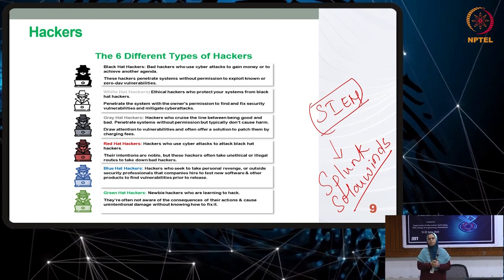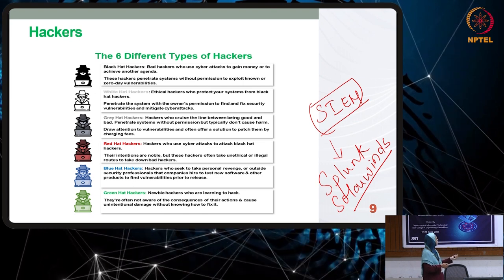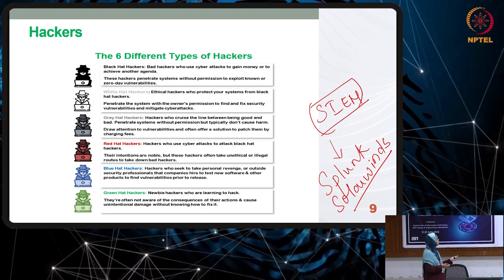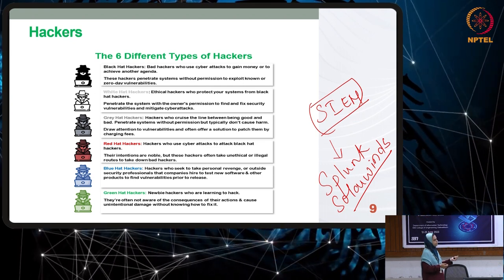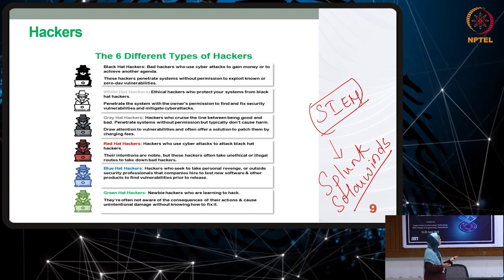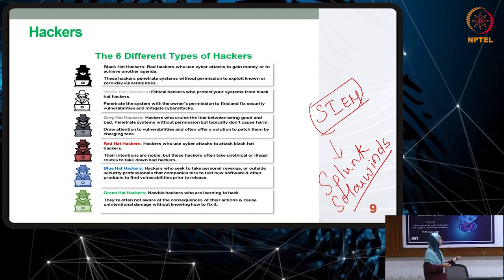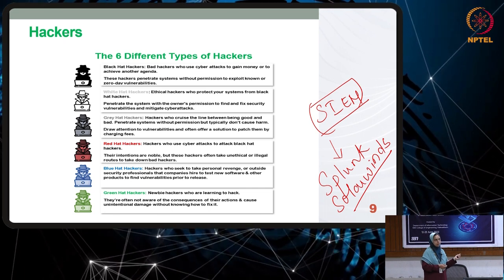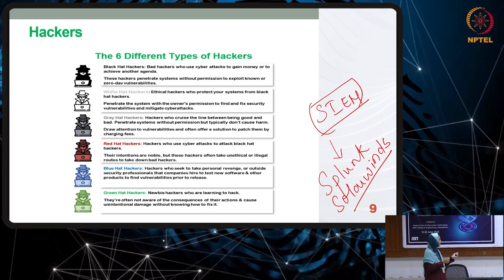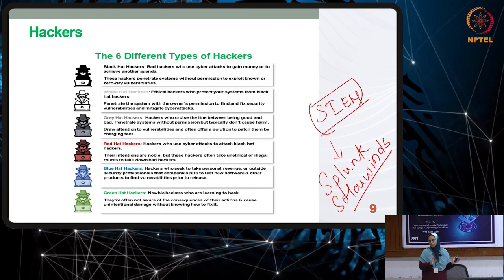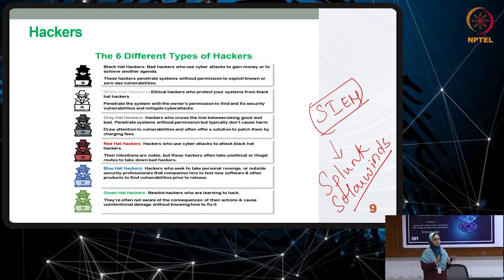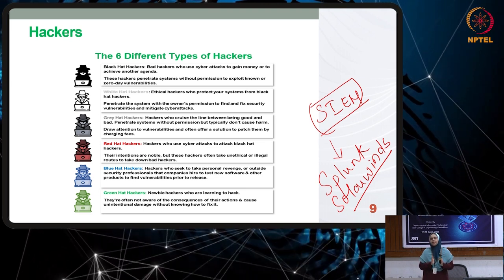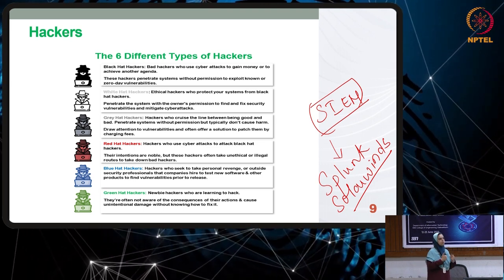They are ethical people. And see, the only difference between all the different types of hacking is that white hat hackers penetrate the system with the owner's permission, to find and fix the security vulnerabilities and mitigate the cyber attack. In all other places, if you see, it is without permission. They don't get any permission from the organization. But which type of people get permission? Only the white hat hackers get permission from the organization.